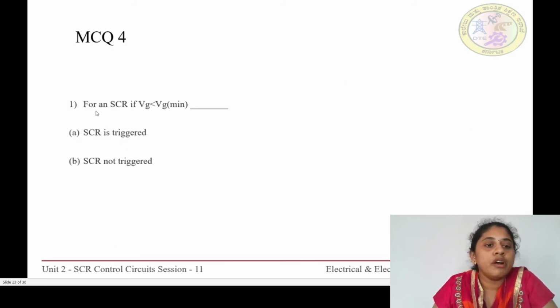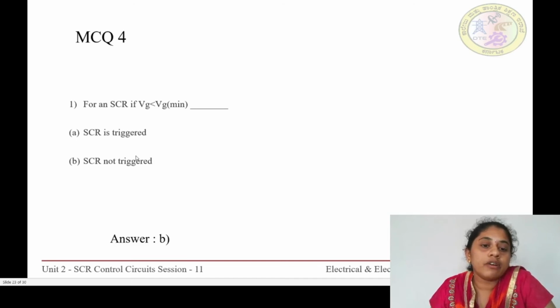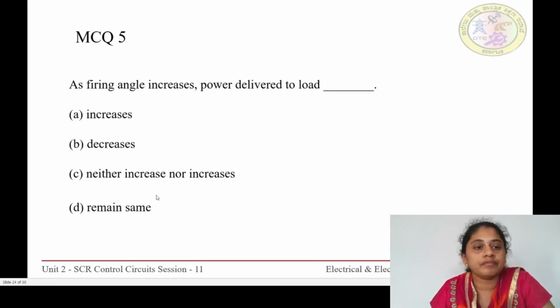The fourth question: for an SCR, if VG, that is the gate voltage, is less than the minimum gate voltage, does it trigger? The options are SCR is triggered, SCR is not triggered. SCR will not trigger. In order to trigger the SCR, the gate voltage should be greater than the minimum gate voltage, that is the gate threshold voltage.